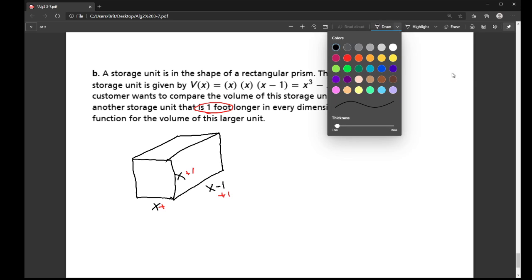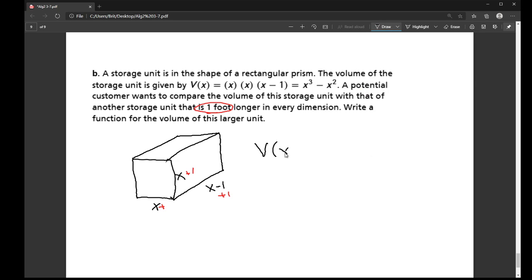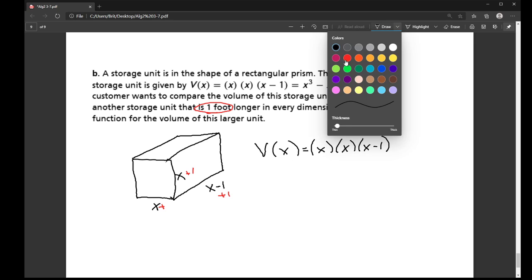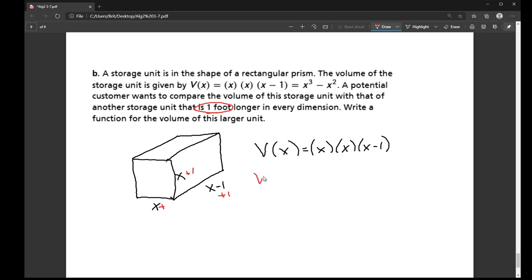So if we know that volume formula, and we know it's x times x times x minus 1, I'm going to actually plug in the plus 1 here, and that'll allow me to compare it. Now the reason why I'm doing it to this one instead of this one is because cubing all that stuff and then squaring it is going to be ugly, and I don't want to have to deal with that. So if I do it here, I'm doing a little bit less math, okay, a little bit less arithmetic. So this is going to be x plus 1 times x plus 1 times x plus 1 minus 1.